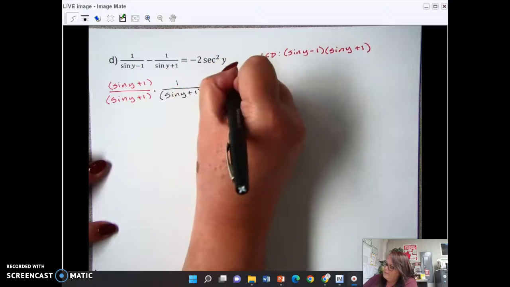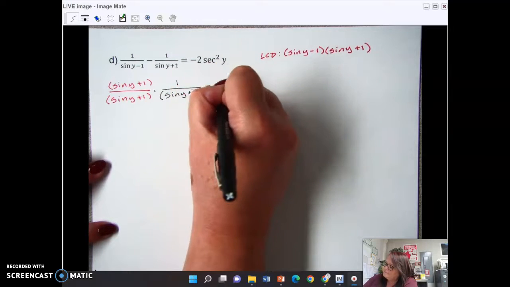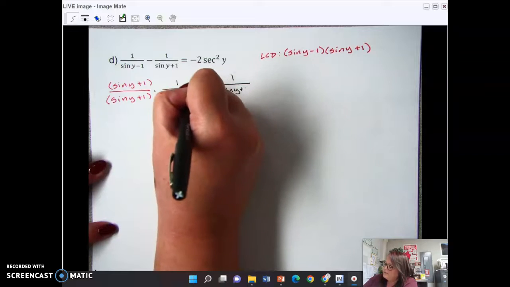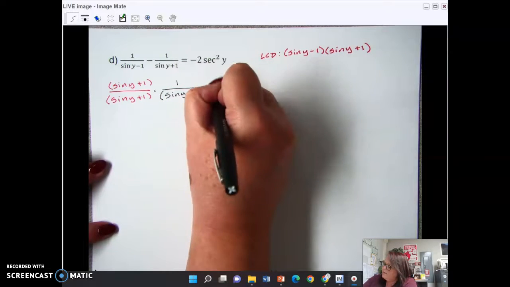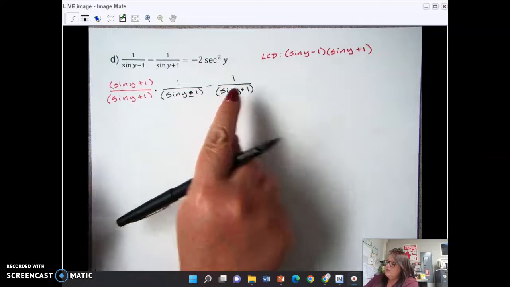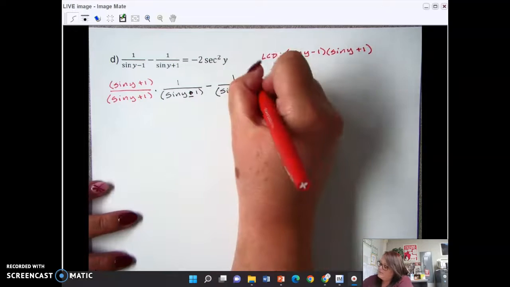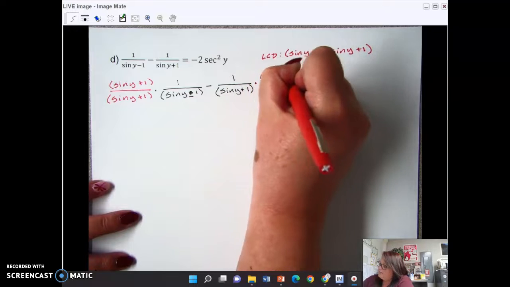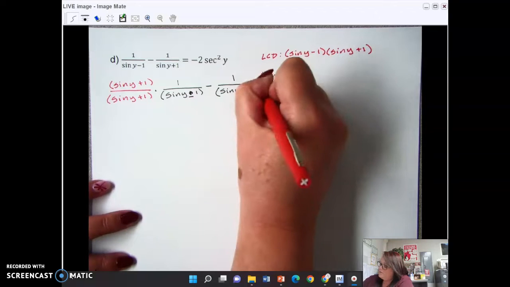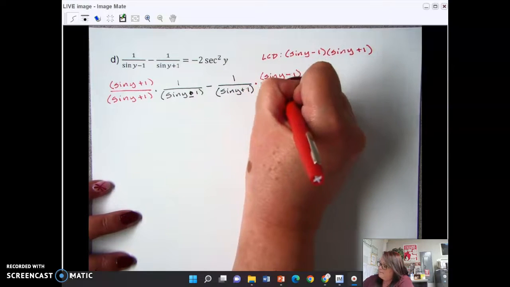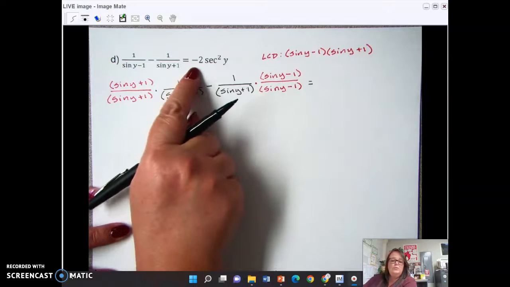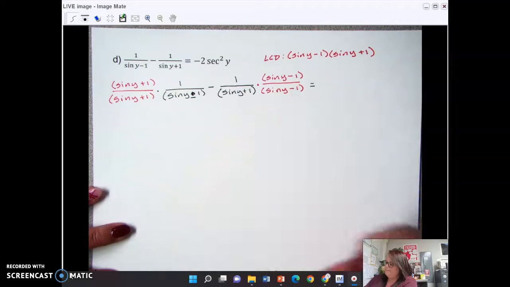And then we have minus this one. Oops, this is a minus, sorry about that. So this is sine of y plus 1, and so this one needs a sine of y minus 1 for us to get that least common denominator. So I'm going to multiply this by sine of y minus 1 over sine of y minus 1. And then again, I'm trying to get that to be equal to this right here, okay?